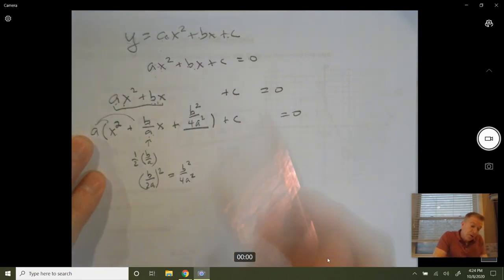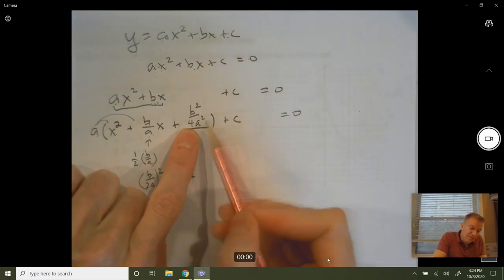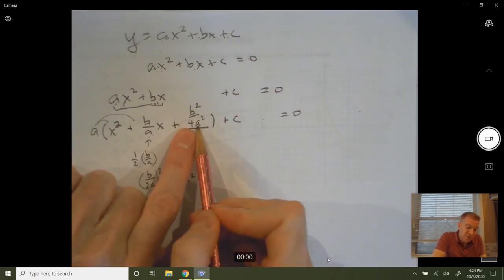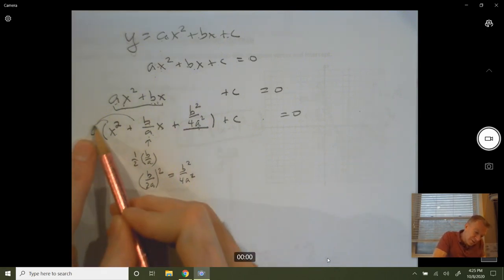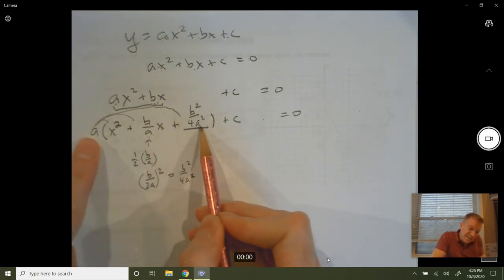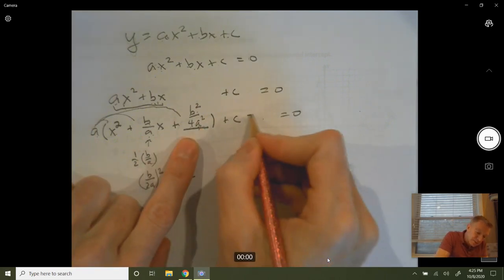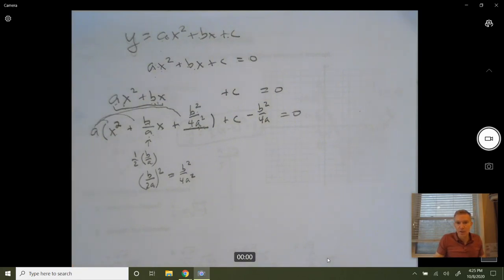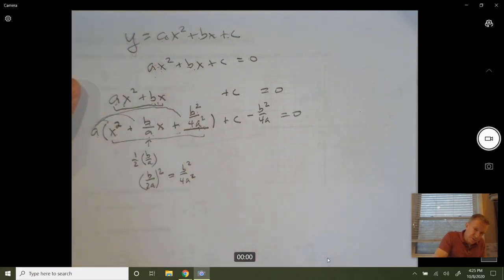Now, since we added this, we either have to add it to the other side or we have to subtract it from the same side. But be careful, because we didn't just add this. We added this, which is in parentheses, which is being multiplied by this. So when we take this and multiply by this entire thing, one of the a's cancels. One of the a's goes away. So really, in effect, what we added was b squared over 4a. So I'm going to subtract b squared over 4a. So in effect, I really added 0 to the left side of the equation. And we completed the square here. So this should now be a perfect square.